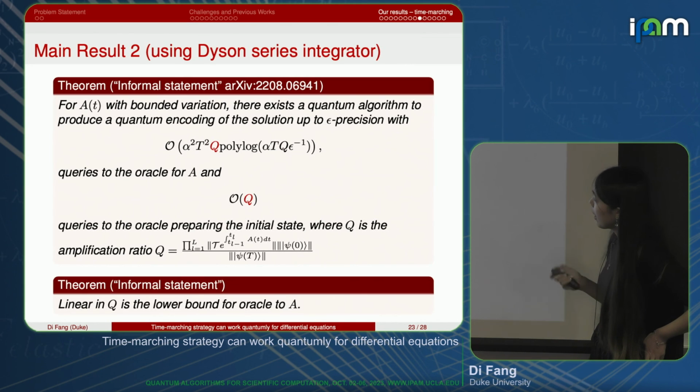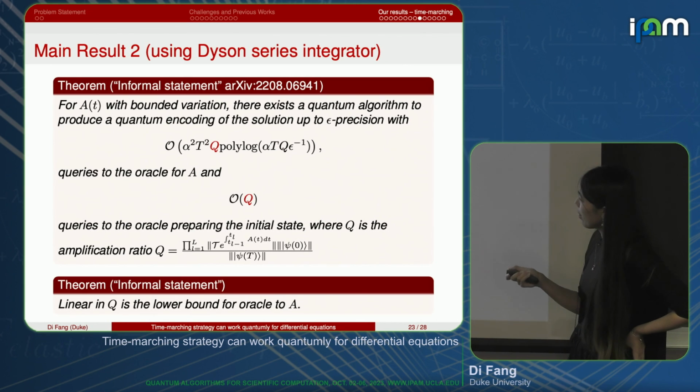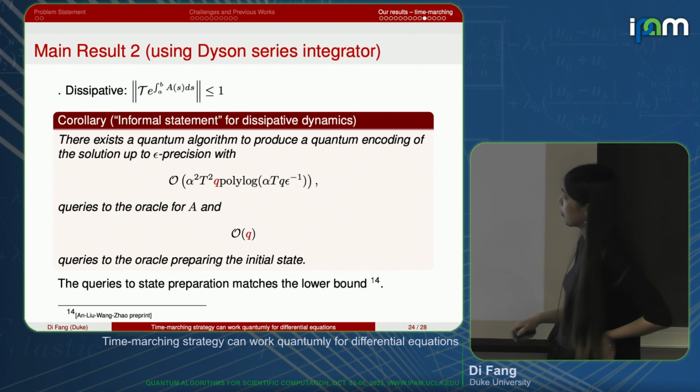All right, so now you may ask, is this Q really needed here? It turns out you can prove, so far we are not assuming any dissipativeness, that linear in Q is actually the lower bound. It essentially is the lower bound.